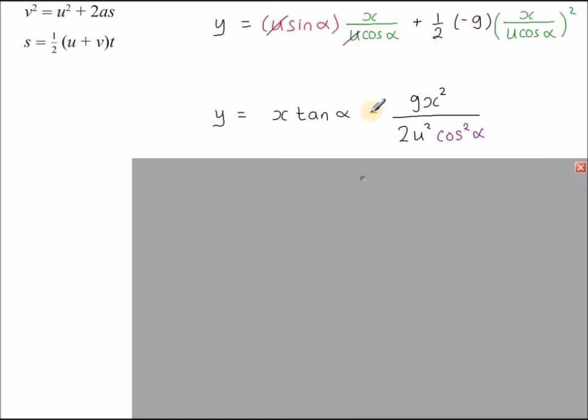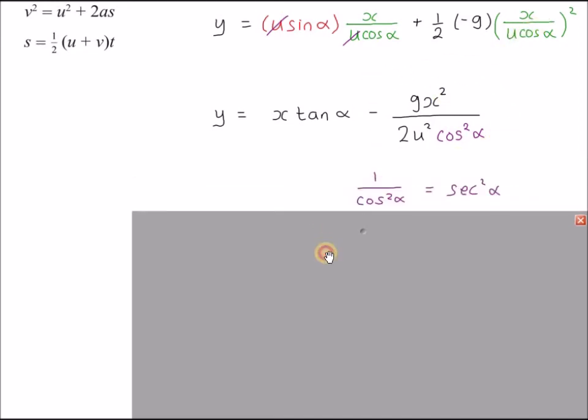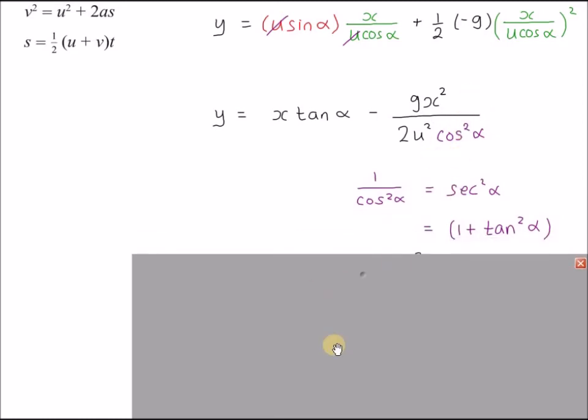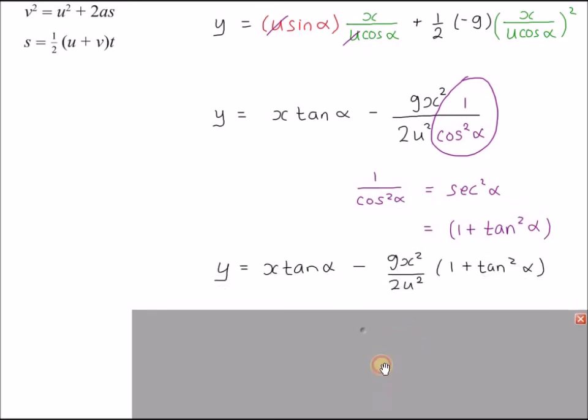Then that minus. Everything in the brackets here is squared, so we have x squared over u squared cos squared alpha. So that gives us this term. Now we know that 1 over cos squared, which is what we have here, is secant squared, and secant squared using an identity can be written as 1 plus tan squared. So now we have this. And just to go over that once more, the 1 over cos squared here is replaced with secant squared, and secant squared gets replaced with 1 plus tan squared here.